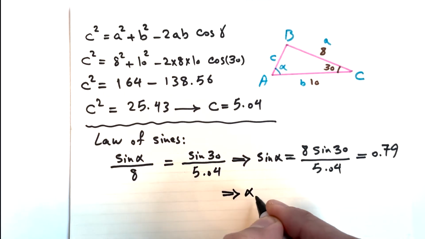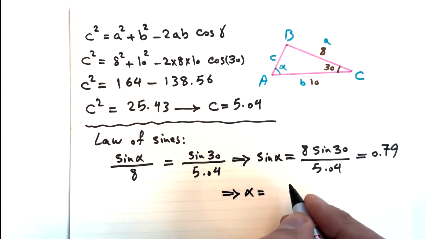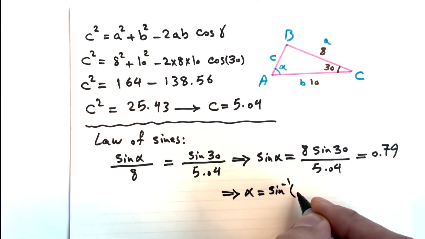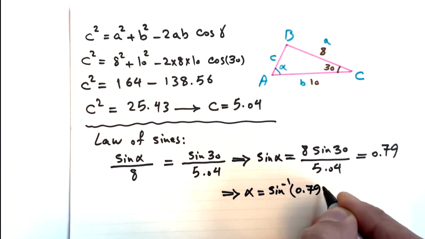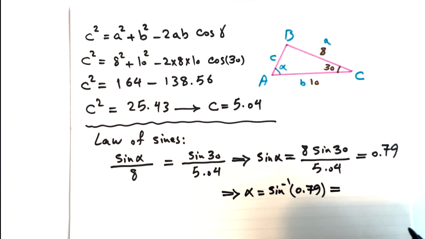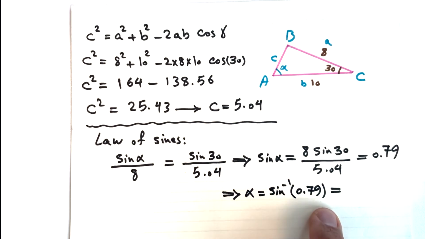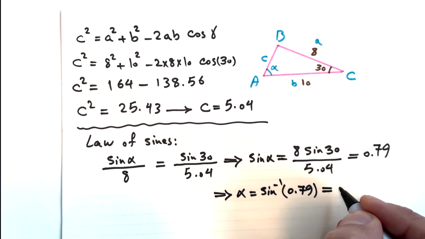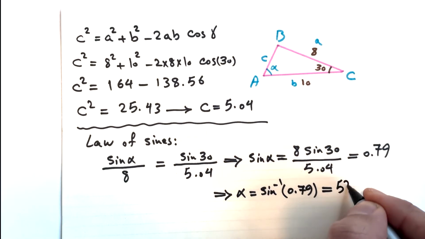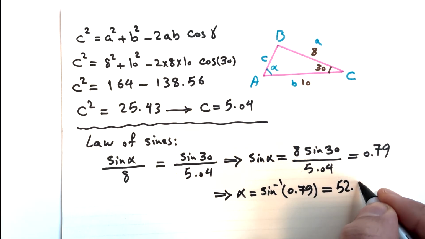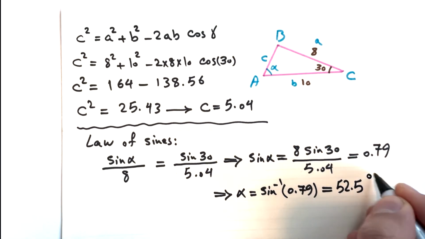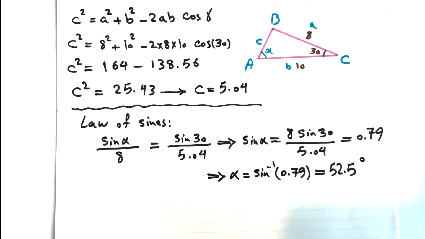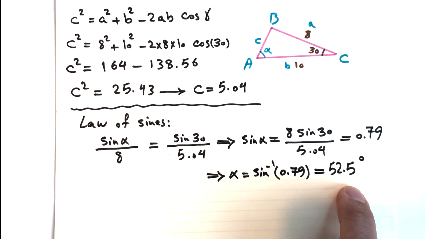and therefore alpha is equal to arcsine or sine inverse of 0.79, which if you use degree on your calculator, you will find the value of alpha as 52.5 degree. Yeah, so we found the value of alpha.